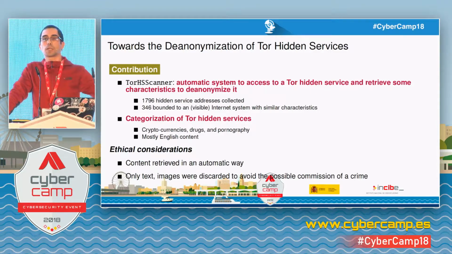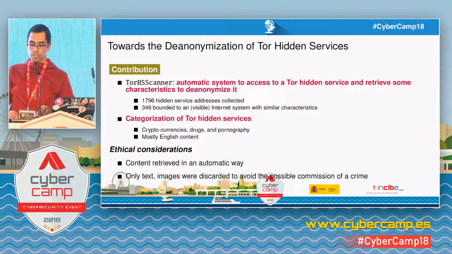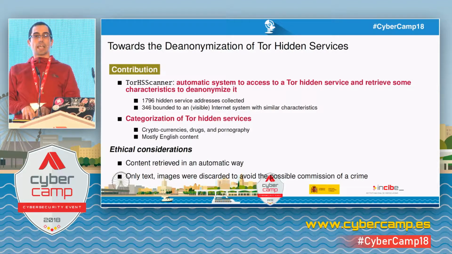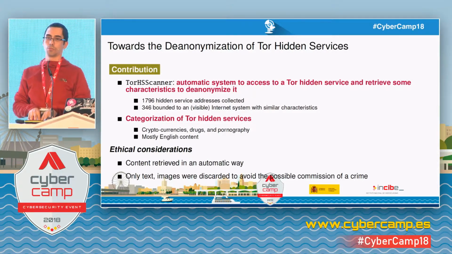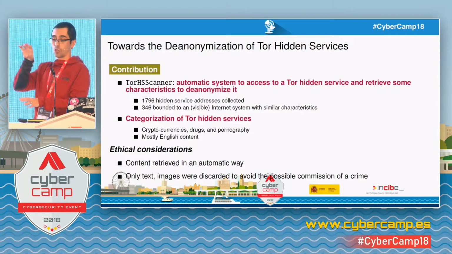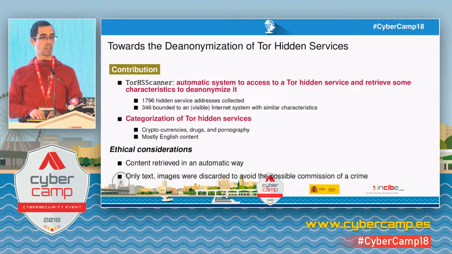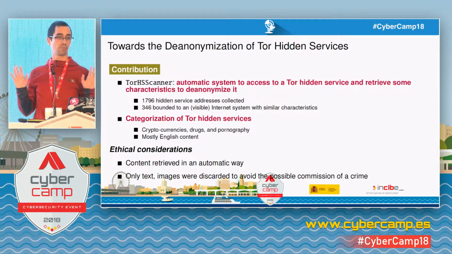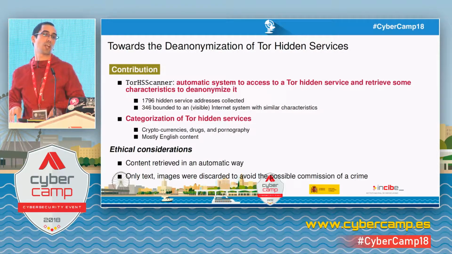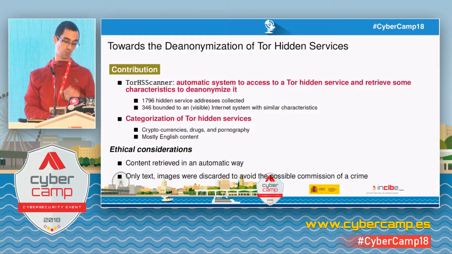So now ethical considerations. Well, the system that we have designed is automatic. All the information was retrieved in an automatic manner, and then it was stored in a database. We primarily have collected text. We just connected our service to the hidden service. We got the HTML of the main website, and we just retrieved text. We did not collect any images. We just didn't see anything. We just didn't do anything that could be considered to be a crime.